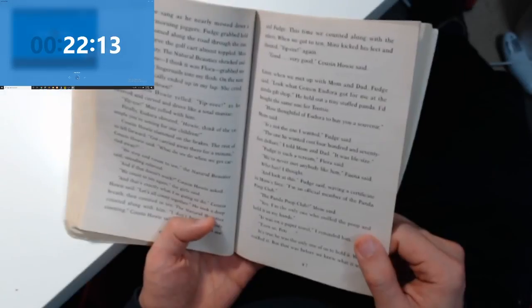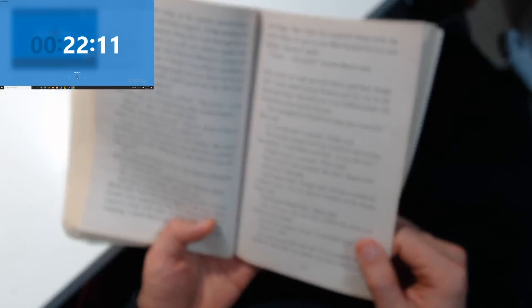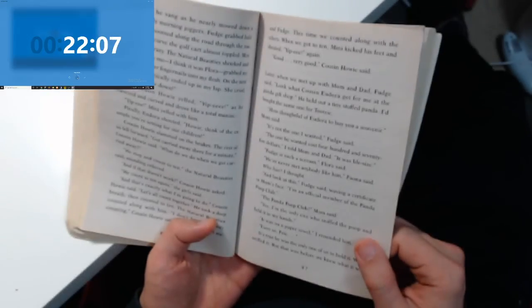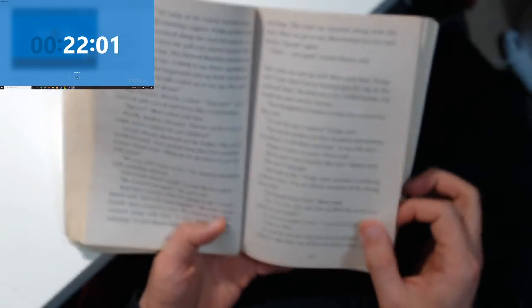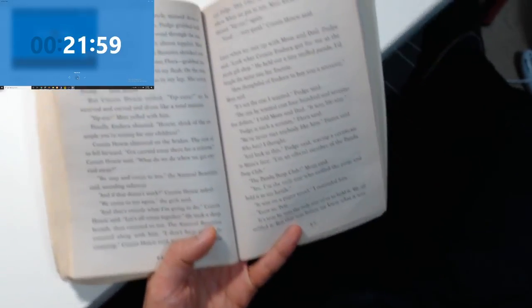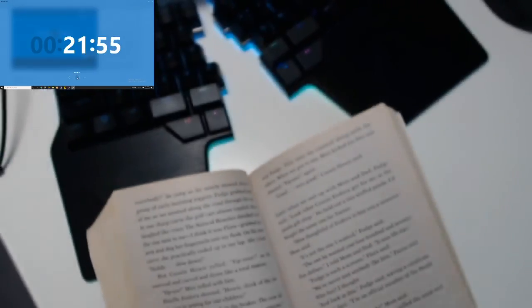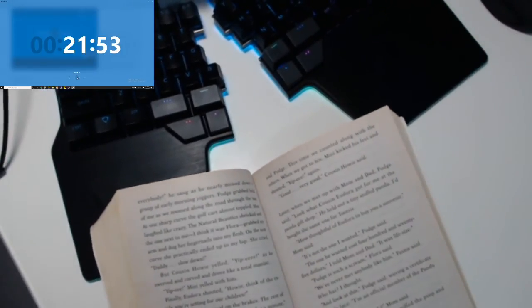"Yippee!" Minnie yelled over them. Finally, Aurora shouted, "Howie, think of the example you're setting for our children." Cousin Howie slammed on the brakes.